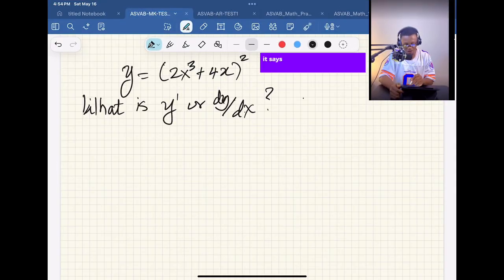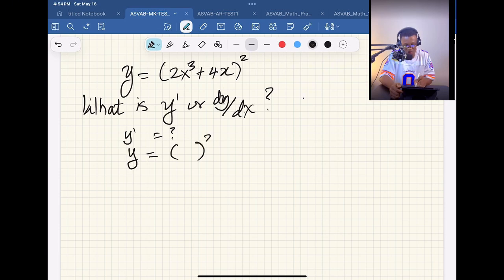Let's solve this question. It says y equals (2x cubed plus 4x) all raised to the power 2. So we are asked to find y prime. Whenever you have y equals any variable or function raised to a power, you apply what we call the chain rule.